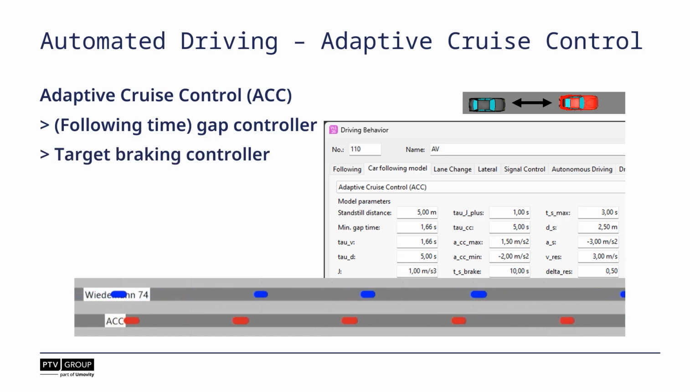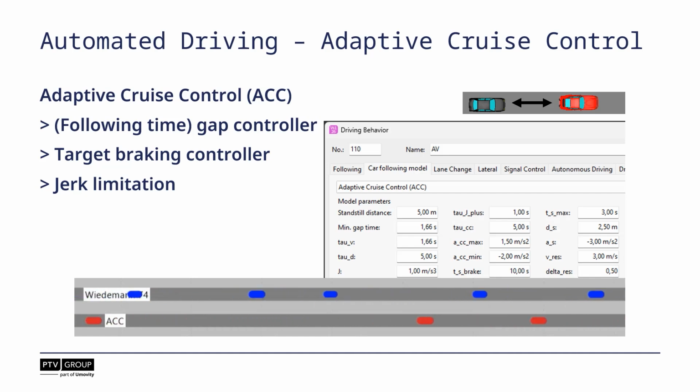The second component is the target braking controller, which basically kicks in when following fails. For example, if the AV has to come to a stop before a traffic light, or more likely before another vehicle. And specifically, if someone cuts in right in front of the AV on a highway, for example. The third component is a jerk limitation, which is applied in general and very specifically for transitions between the different controllers. For example, when a new lead vehicle is detected and another controller kicks in.